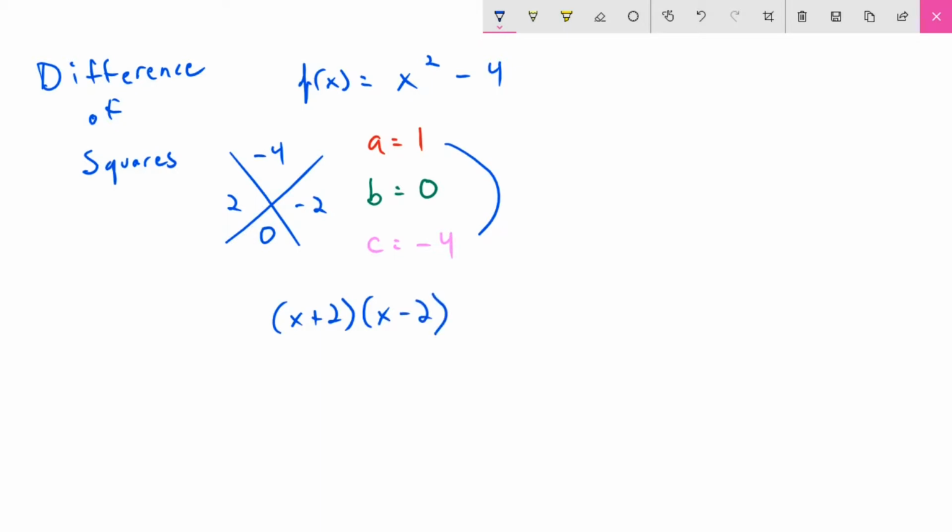Now let's try one more. f(x) = 4x² - 9. So in this case, are there any greatest common factors? No, they're not. Is a negative? No, it's not. So we're good to proceed. A equals 4. B equals, once again, 0. There's no x term here. And C equals negative 9.